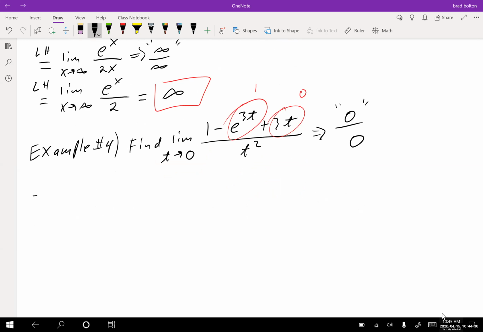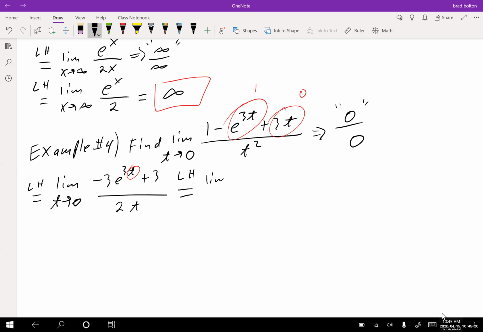Okay, so that means L'Hopital's applies. So we're going to keep moving. This means that I can take the derivative of the numerator and the denominator separately. The derivative of 1 is 0 minus e to the 3t, so this would be minus 3 e to the 3t, remember using our chain rule on e, plus 3, all over 2t. Now if I plug 0 in right here, that becomes e to the 0, which is 1, times negative 3. So negative 3 plus 3 is 0, divided by 2 times 0. So I still get 0 over 0. So I'm just going to do L'Hopital's again.